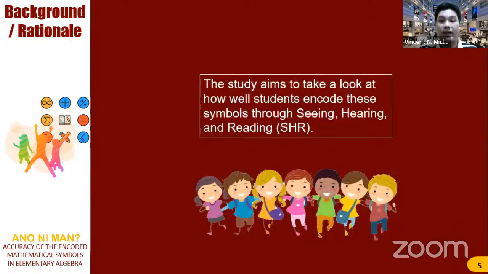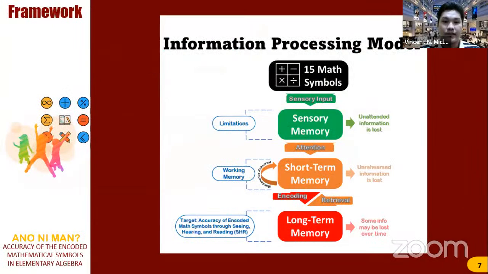From there, we would like to take a look at how well our students encode these symbols through seeing, hearing, and reading, or the SHR, which are the modes of encoding and retrieval whenever we deal with mathematical symbols. The framework of our study is based on three existing theories. First is the information processing model. Mathematical symbols that were processed in the sensory memory through the SHR, or seeing, hearing, and reading, in the student's mathematical learning experience were the stimuli that underwent rehearsal in the short-term memory and were encoded in the long-term memory. However, the learning experience the student had in encoding the mathematical symbols was a limitation to our study. The same processes of SHR will be used in the retrieval of the encoded information, which is our target, the accuracy of encoded mathematical symbols.